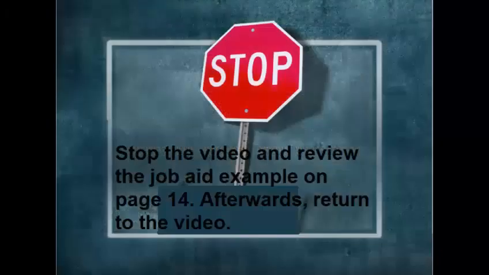For now, go ahead and stop the video and turn to workbook page 14 to review an example of the draft job aid of creating rollover buttons. Also review the subsequent paragraph that follows the example. Once you are done, return back to the video and we will talk about step 4, running usability tests on the job aid.